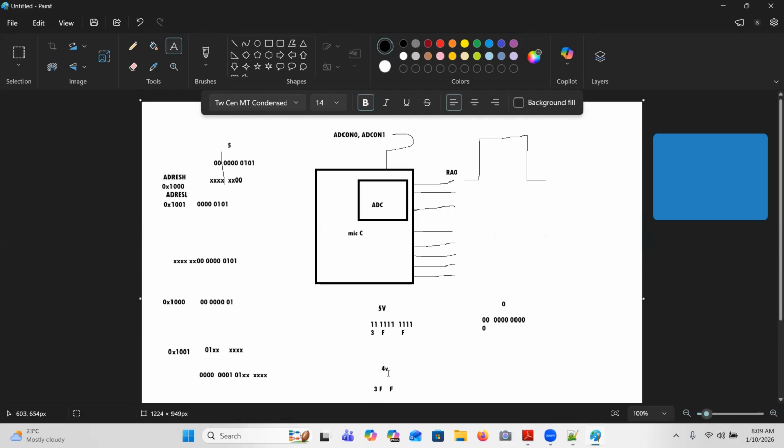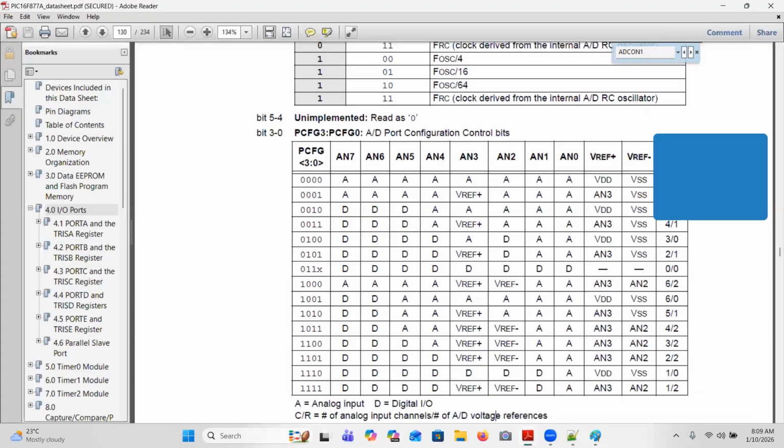That means the voltage that you define, I have to communicate to the microcontroller. Reference voltage: from which pin will they get that voltage? Here AN3 is used as a reference voltage.